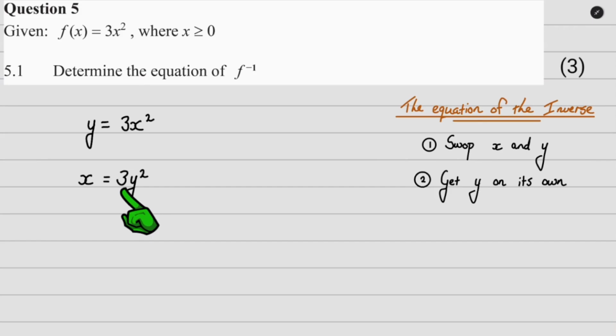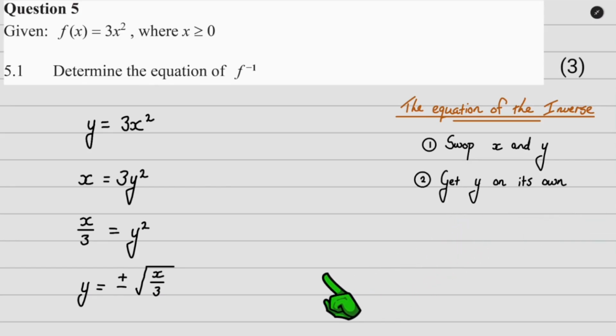So I'm going to get rid of this 3 first by dividing both sides by 3. And our job is almost done. We just need to get rid of this square now. So I'm going to square root both sides. Also, I'm going to switch sides so that I have y on the left and x on the right. And also, when you square root, don't forget the plus minus in front of the square root.